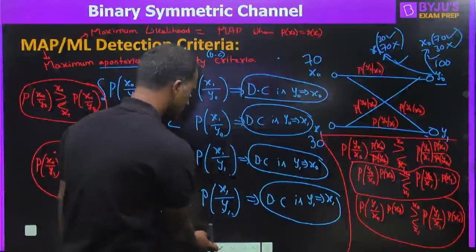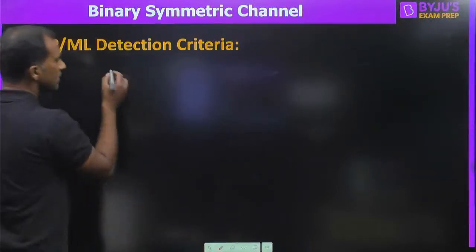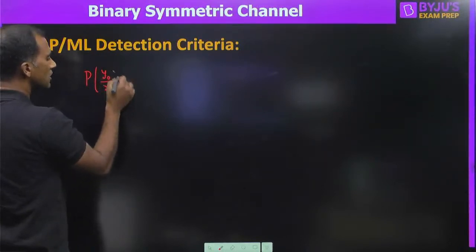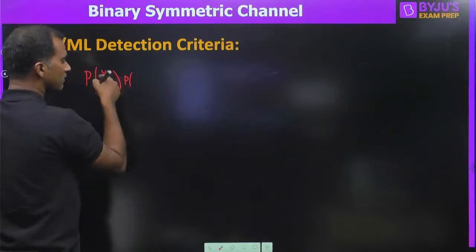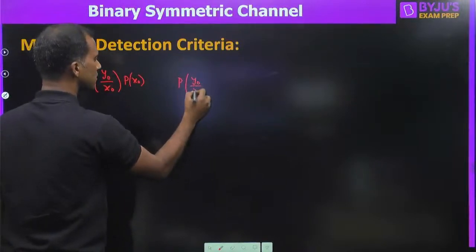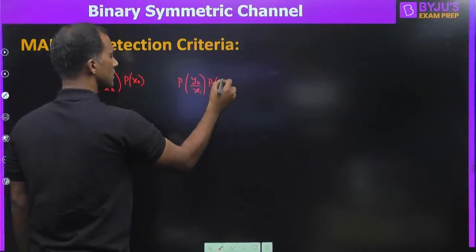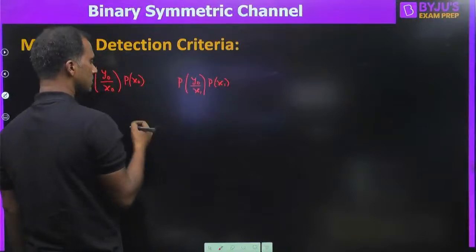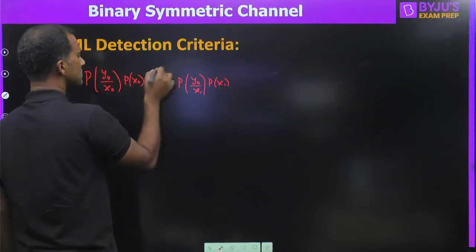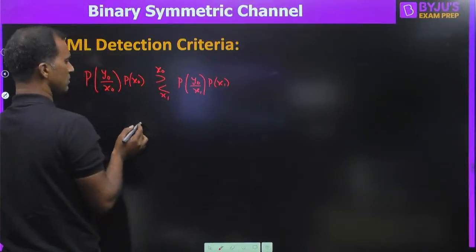Now these two conditions, yeah, MAP ML decision criteria. Let me just rewrite them once again. P of y0 given x0 into p of whatever I have written in that corner for y0 reception, and for y0 reception, what is the other possibility that we transmit? x1. When y0 is received, it is because of x0 or x1. Greater than symbol, less than symbol. When the greater than sign is satisfied, it means x0 is the right decision to make. When the less than sign is satisfied, x1 is the right decision to make.